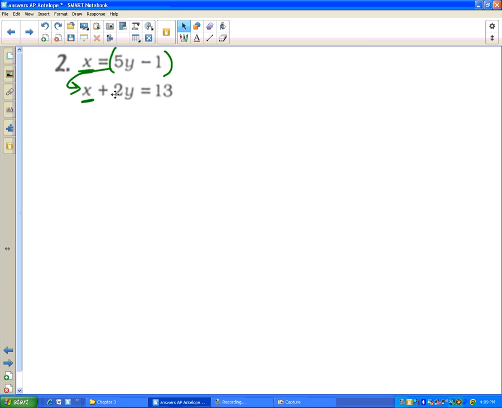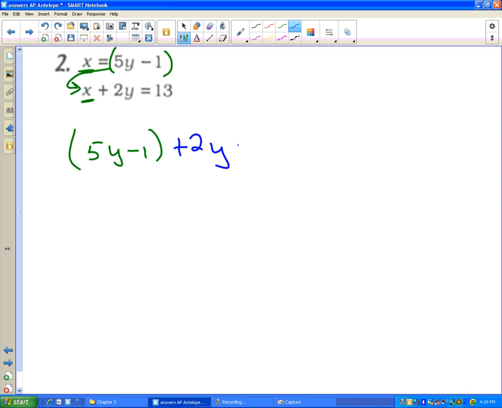So my second equation should now read 5y minus 1 plus 2y is equal to 13. There is nothing on the outside of this parentheses that needs to be multiplied in, so I can drop the parentheses and say 5y minus 1 plus 2y is equal to 13. Make sure you are copying these notes as I am going through them. You will have to follow them to do the rest of these examples, the rest of these problems on this worksheet.